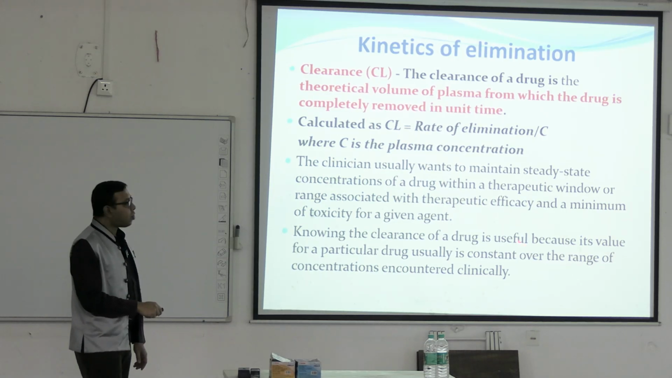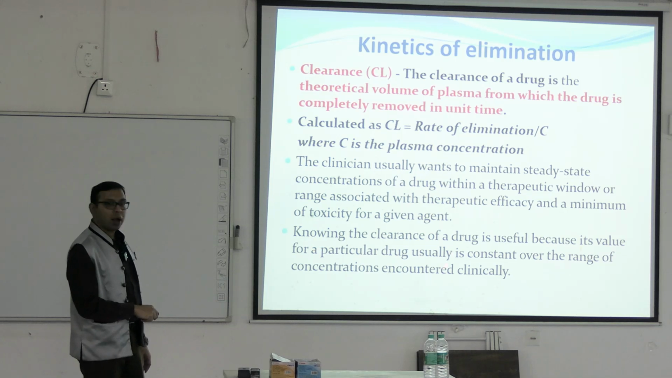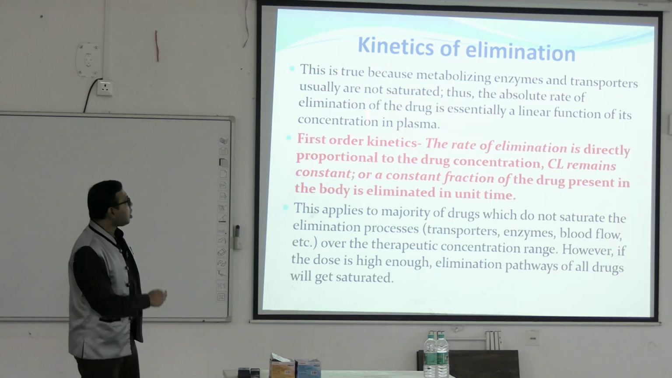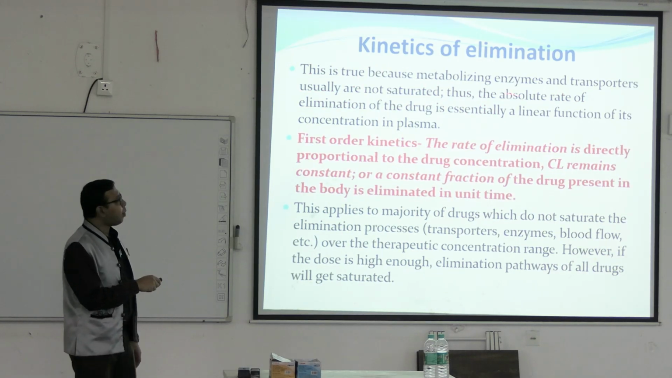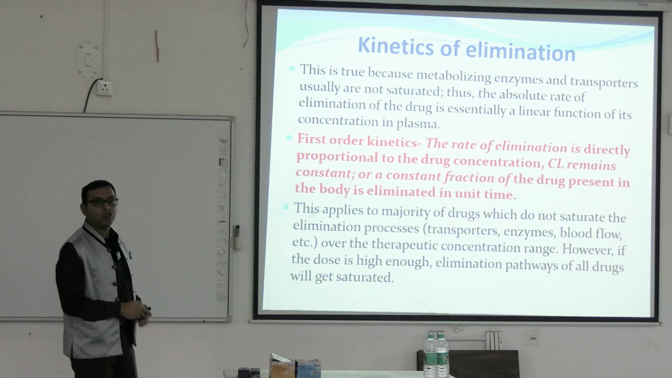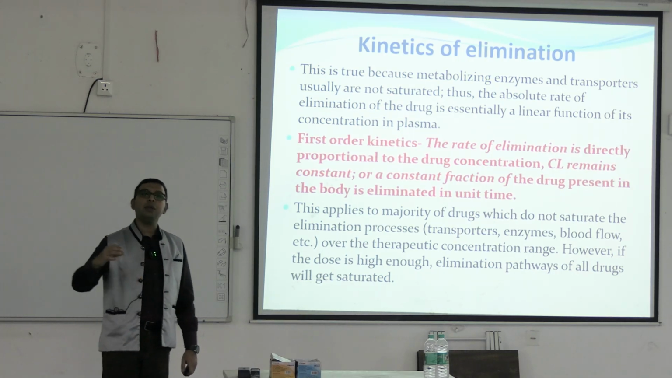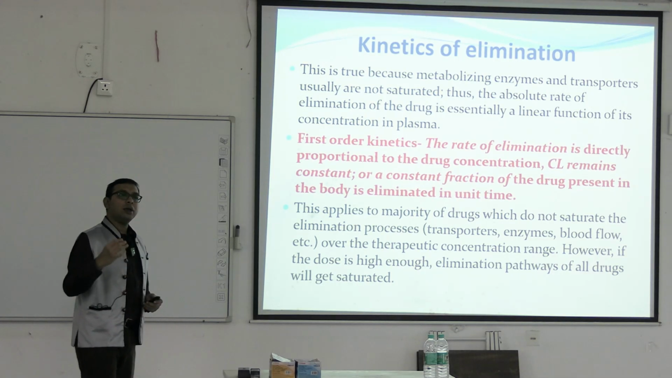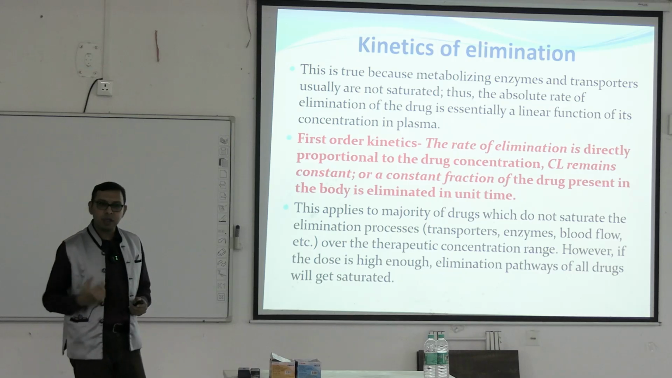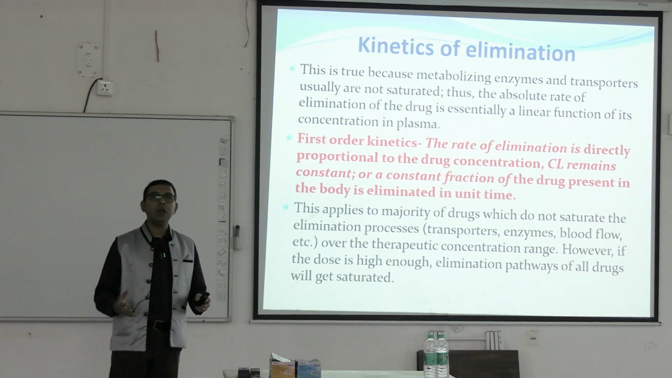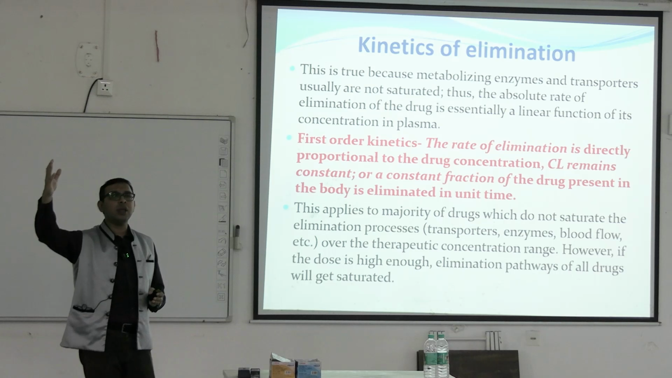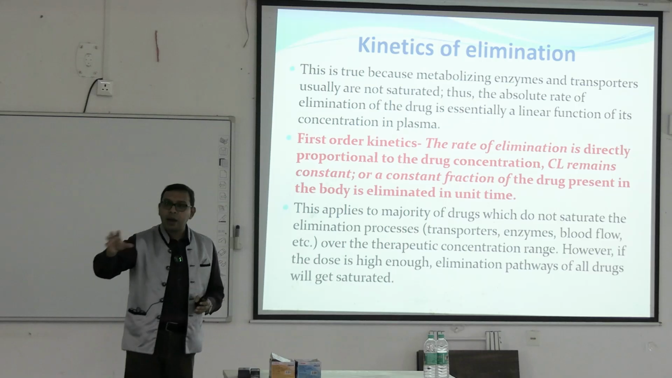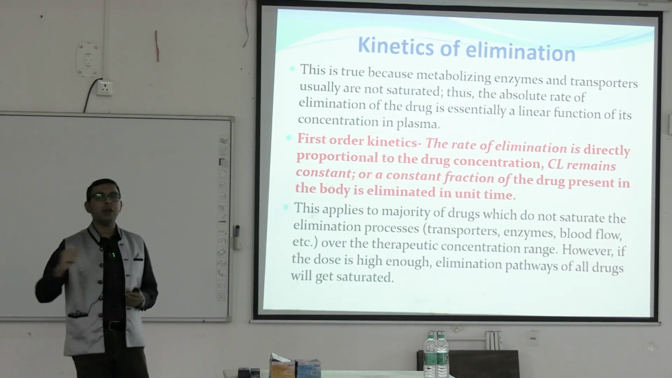Knowing the clearance of the drug is useful because its value for a particular drug usually is constant over the range of concentrations encountered clinically. This is basically true because the metabolizing enzymes and transporters usually are not saturated. All this clearance happens by different types of metabolizing enzymes as well as transporters. Usually these are not saturated, but there are some drugs where saturation kinetics is seen. Also, for many commonly used drugs, if given in very high doses, that can saturate the different enzymes or transporters that are needed for the metabolism or elimination of the drugs.